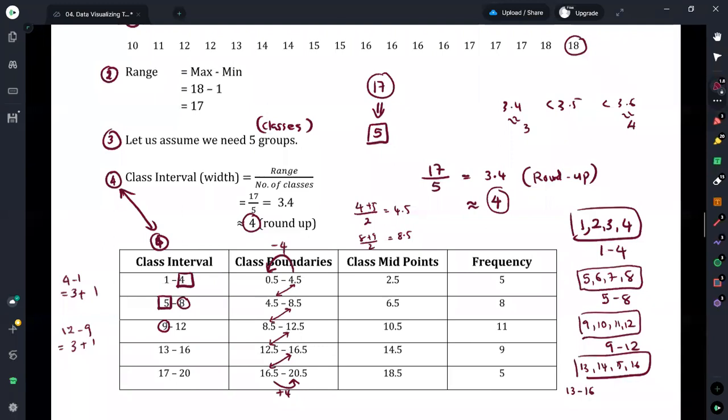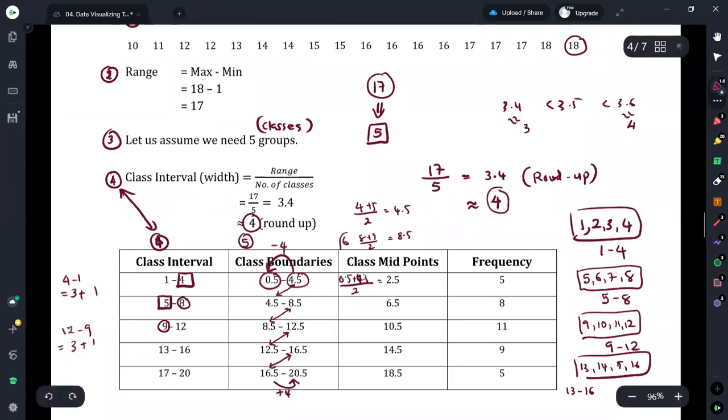Then we can calculate the class midpoints. To calculate the class midpoint, you add the lower boundary and the upper boundary and divide by 2. Therefore, 0.5 plus 4.5 divided by 2 equals 2.5. Therefore, this would be the class midpoint. Now, this is the fifth step.